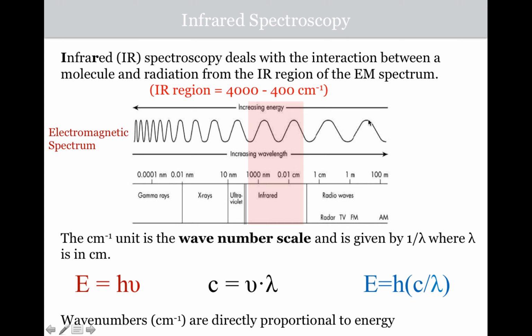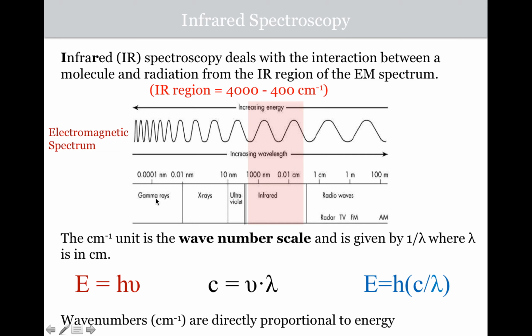The wavelength is the distance between two waves and is measured in centimeters. But in the energy equation, the wavelength is inversely proportional to the energy. If it has a higher wavelength, it will have lower energy, like in the radio waves. If it has a lower wavelength, it will have higher energy, like in gamma rays.